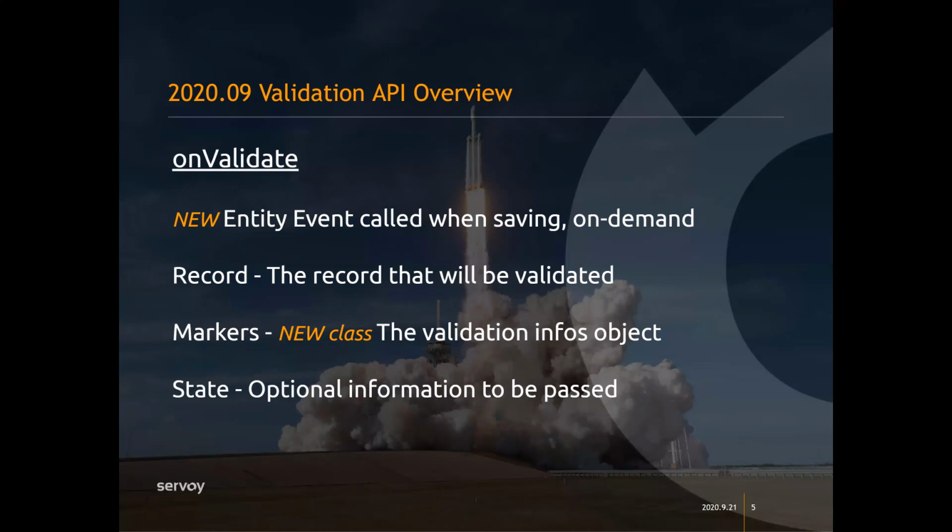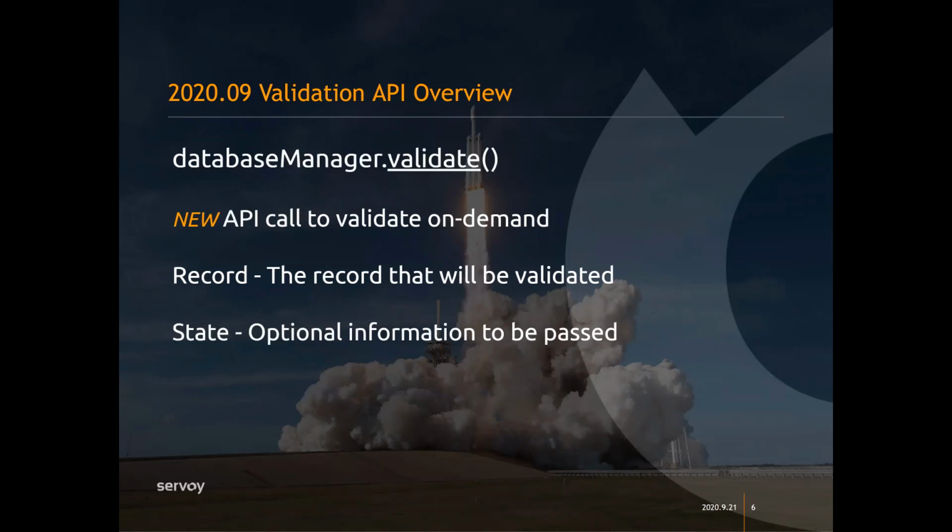It gets called anytime that you're saving, and it also gets called anytime you proactively call validate. Again, you're always validating one record at a time from a data source, and you can at any point append markers to it. And these are sort of like the validation state, you know, errors, infos, warnings. They have their own level for that. When you're saving, it gets called automatically, but there is another API that we added called Database Manager Validate. You pass in that record object and it'll get validated. You can also pass in an optional state again if you want some extra info to go on.